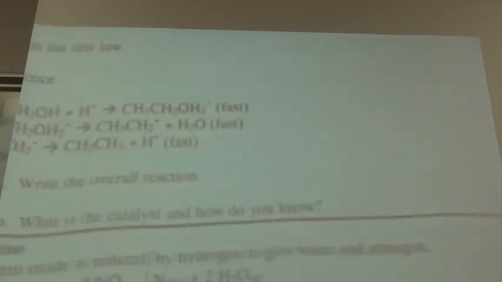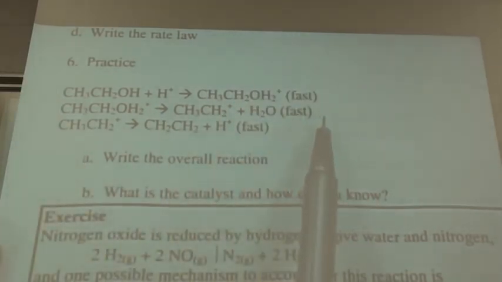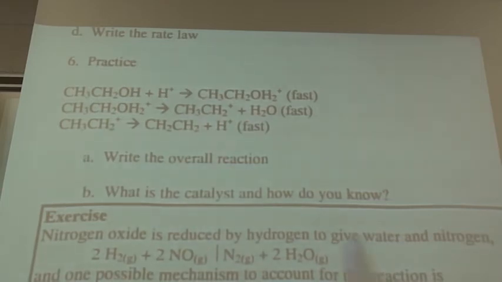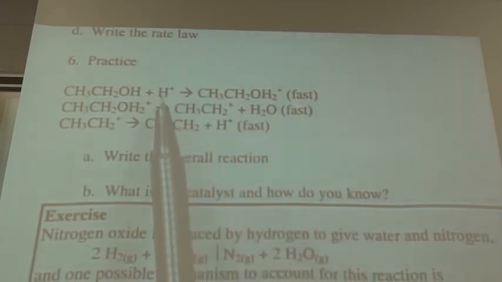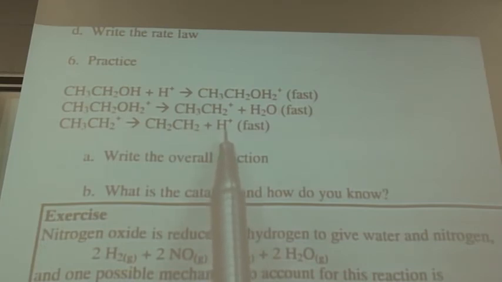And so we answered all of this stuff. All right. This reaction mechanism asks us to write the overall reaction and what is the catalyst and how do you know. So they kind of spilled the beans. There is a catalyst. What is it? H plus. It appears as a reactant in the first step, and it is a product in the last step.